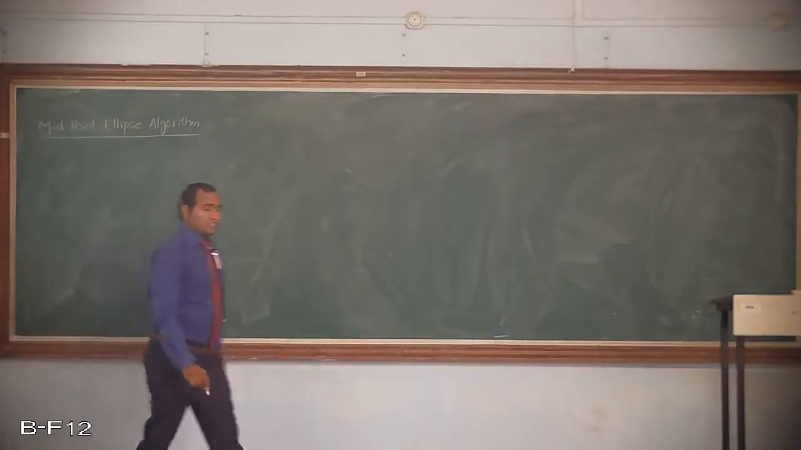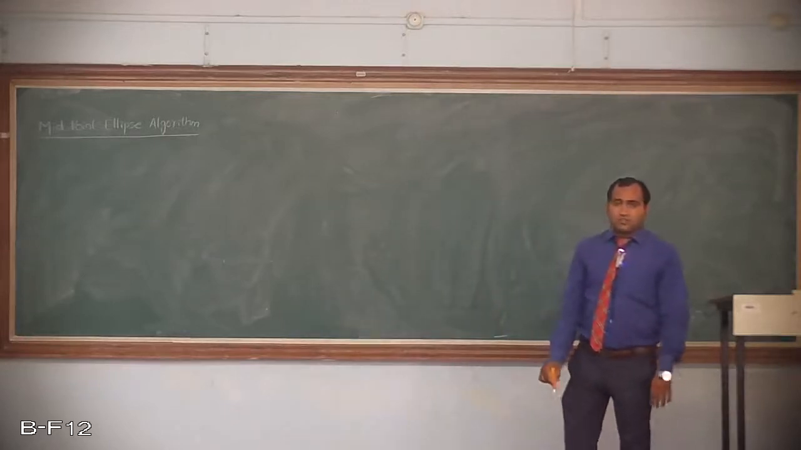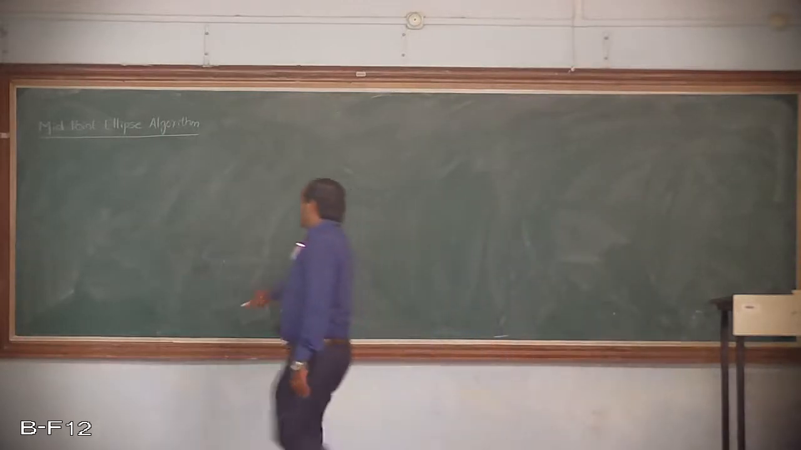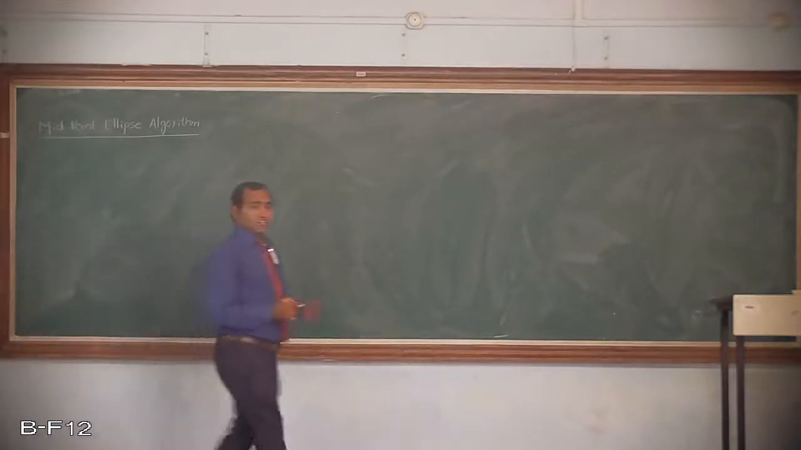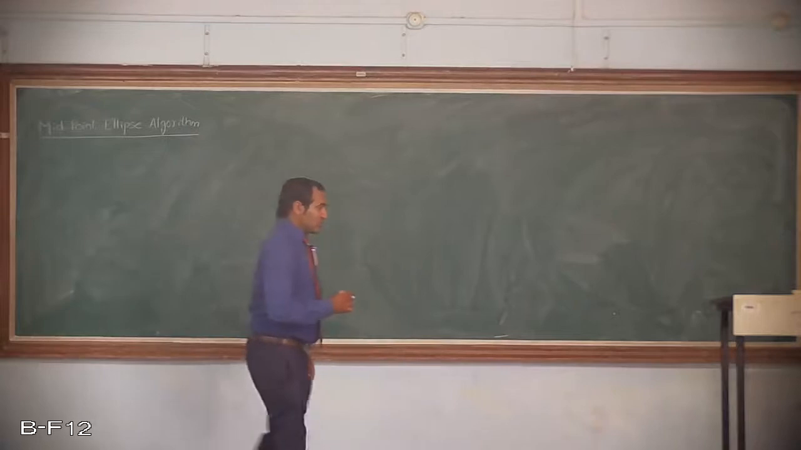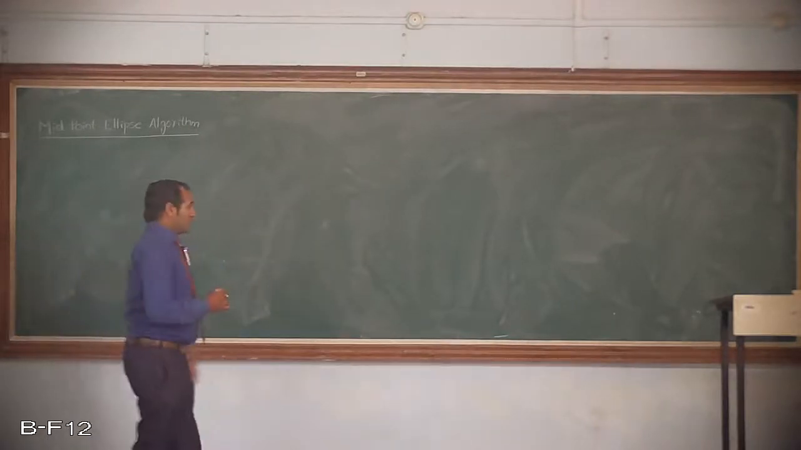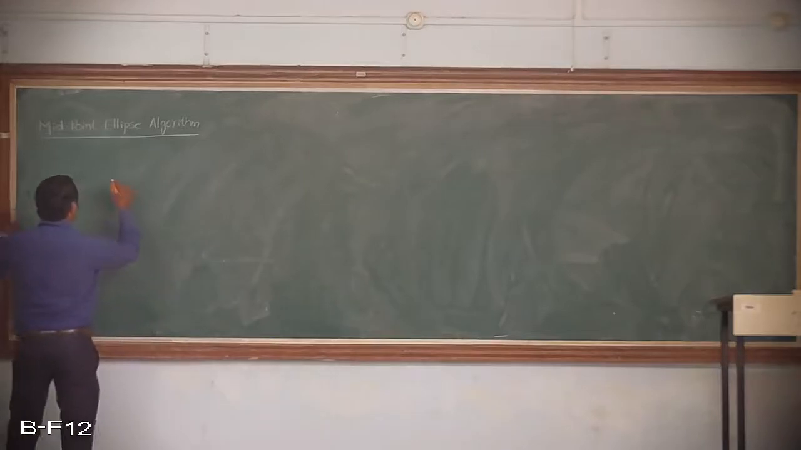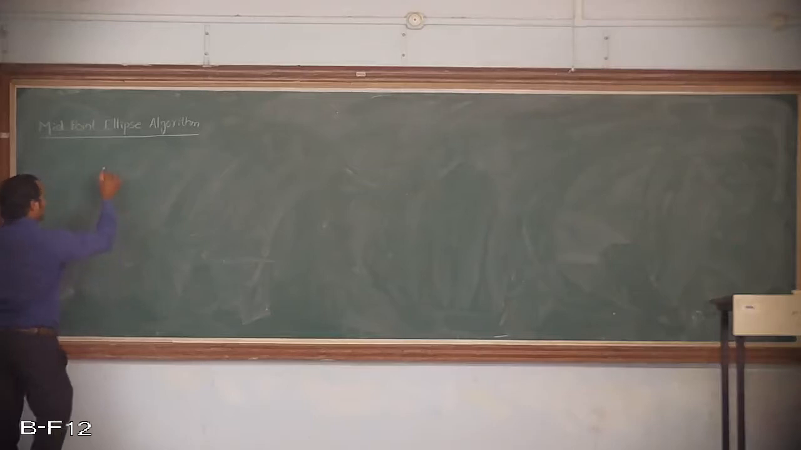So in the previous class, the midpoint ellipse algorithm for the first octant has already been derived. So we will be doing it for the second octant in this class. I'll just revise the first part briefly, and then we will go ahead with the derivation for the second octant.